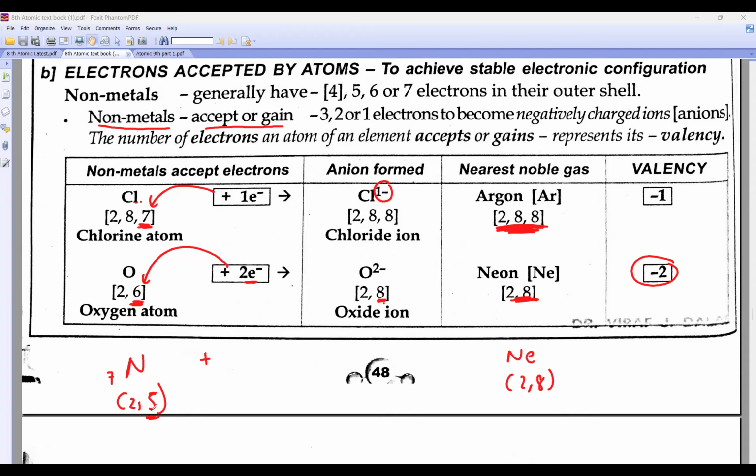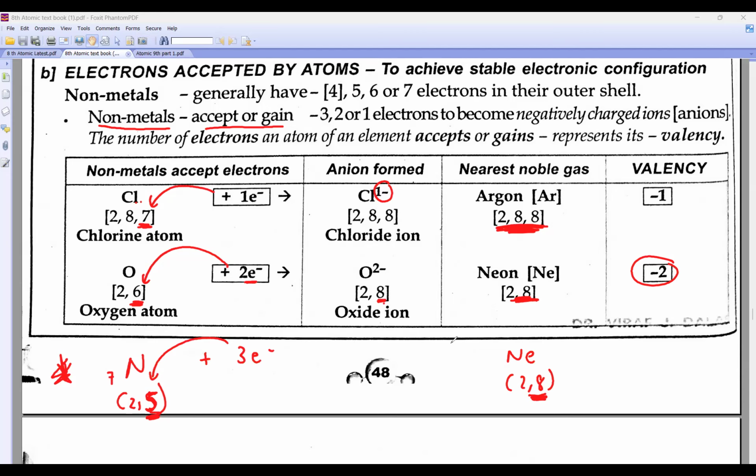This is 5. This is 2, 8. So how many electrons will it gain? Come on, Sanvi. This one, nitrogen. It has 5, so it will gain 3. Yes, 3 electrons.